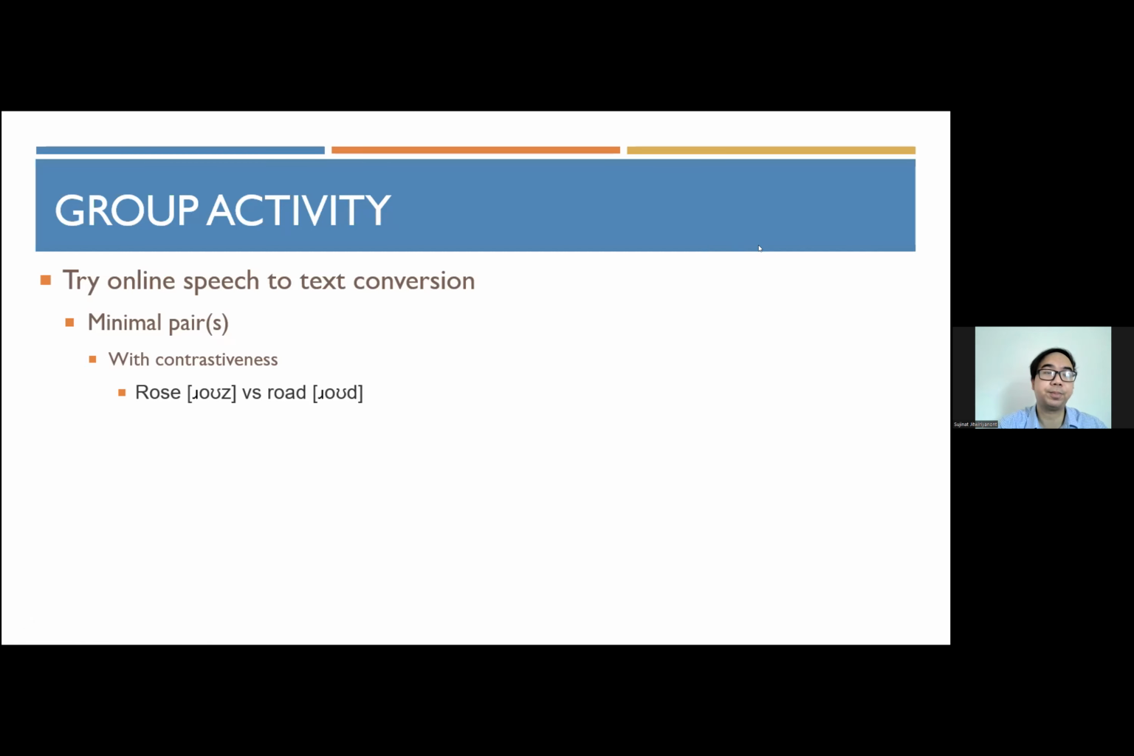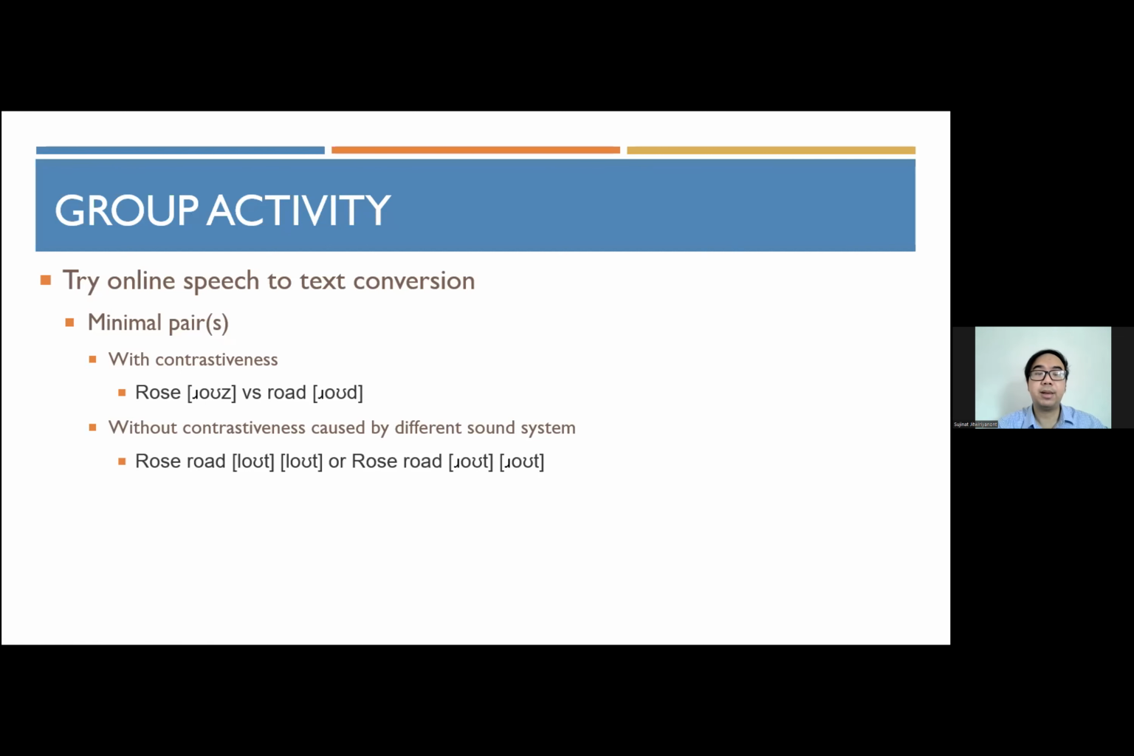And next, pronounce the minimal pair without the contrastiveness caused by a different sound system. As a Thai, we don't have these two different sounds, L and R. So most Thai speakers would say like load and load, or road and road, right? Depending on whether the speakers know the R phoneme or not. So try to pronounce this way and see how the speech to text converts the sound.